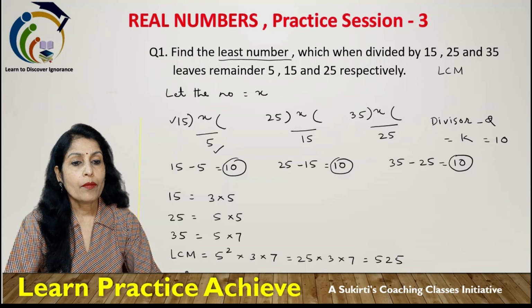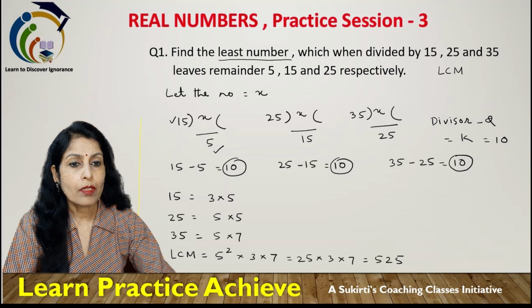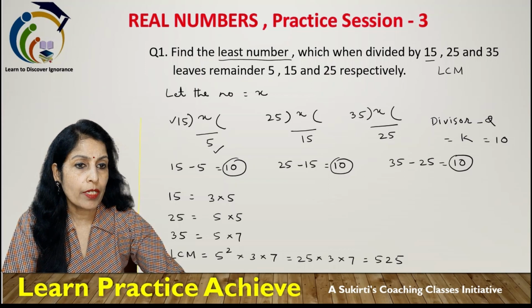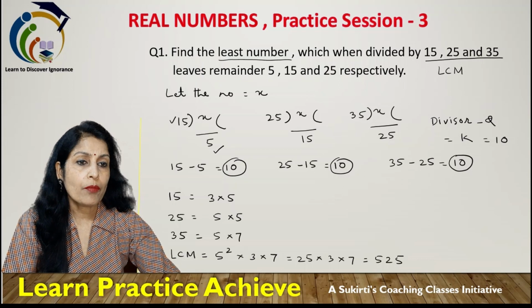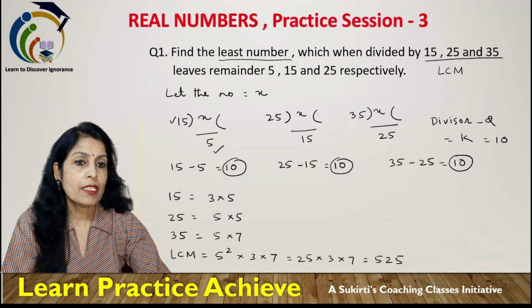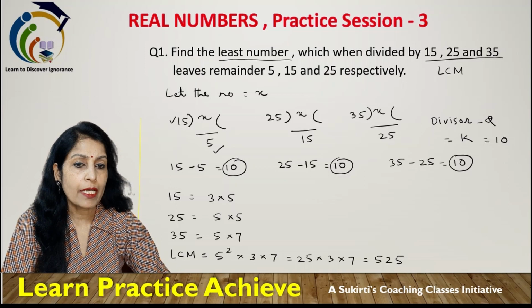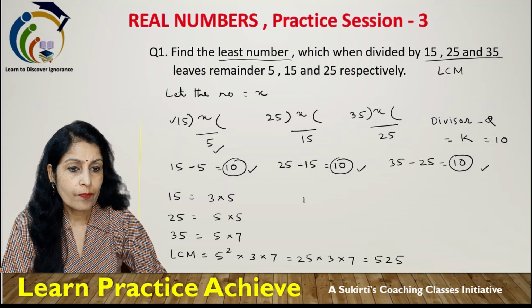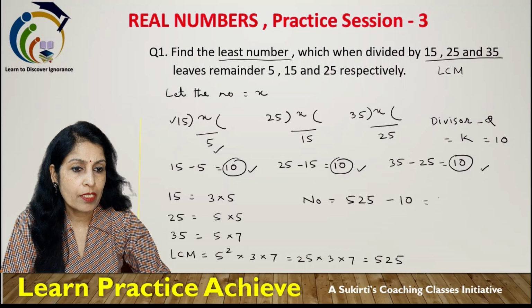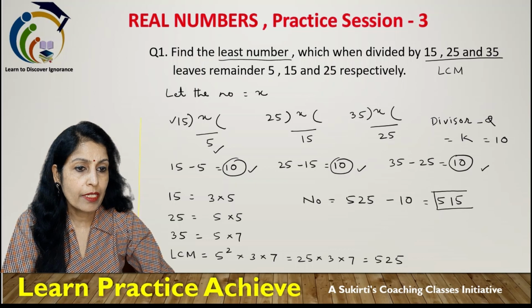Okay. Now 525 is the LCM of 15, 25 and 35. But in all these cases, 5, 15 and 25 are the remainders, and with the divisors we get 10 as a constant. So what is the number? Number is equal to 525 minus the constant 10, that is equal to 515. So 515 is the least number.